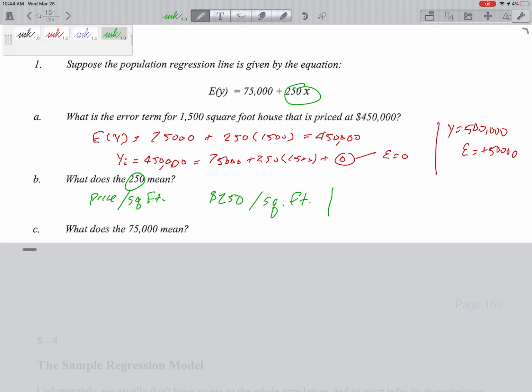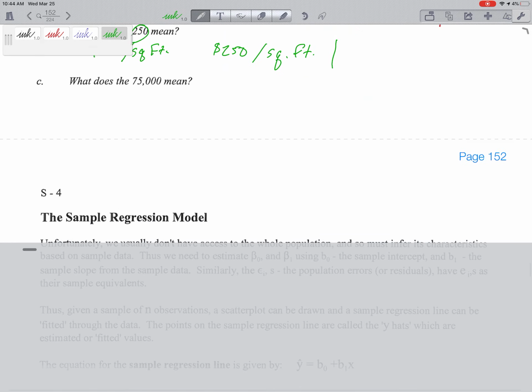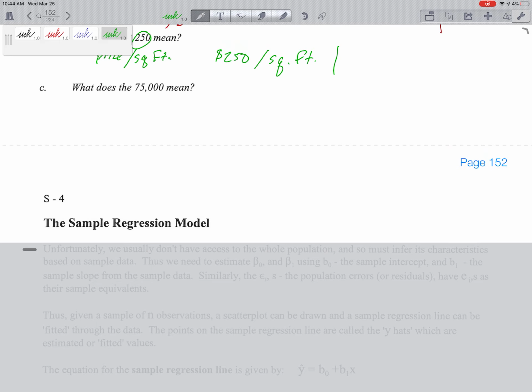What does the $75,000 mean? And this one's kind of a tricky one. This one fools people, and you usually get the wrong answer on this particular one. Most people think, well, it's the size of a 0 square foot house, so that must be the lot price. And it's a good guess, but it doesn't actually work that way. Let me show you how regression works here.